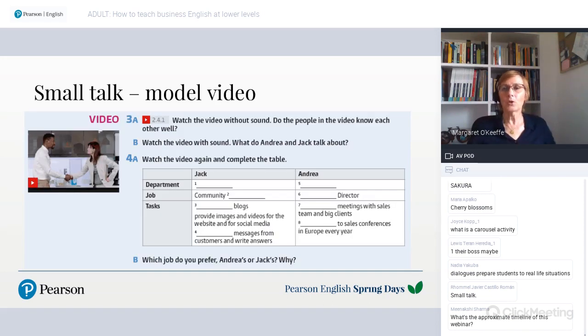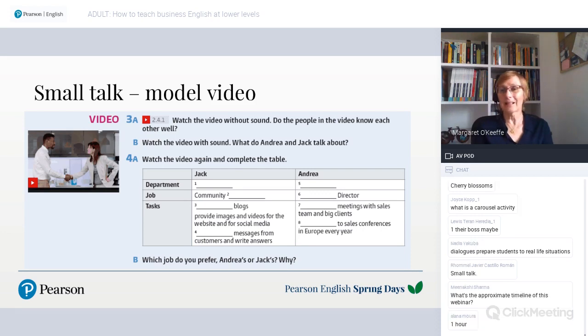Then they're going to watch a video. Now, in this video, they're going to see this same situation. Two people are meeting, a new colleague meeting somebody in a work situation. So you're going to watch it first without the sound and see if they can predict some of the things they're saying. And that's, again, getting them to recycle the language from the previous exercises.